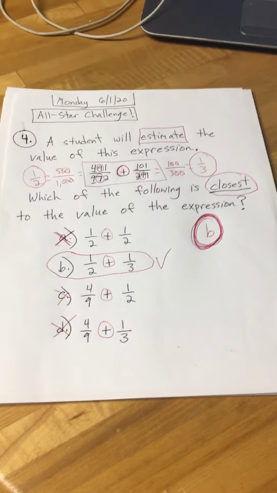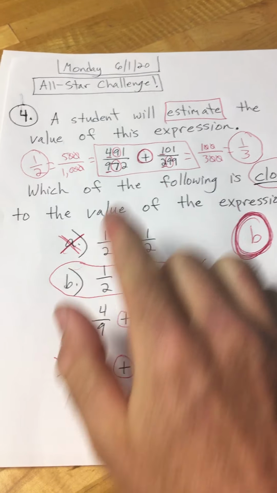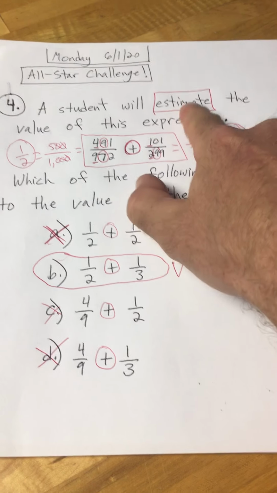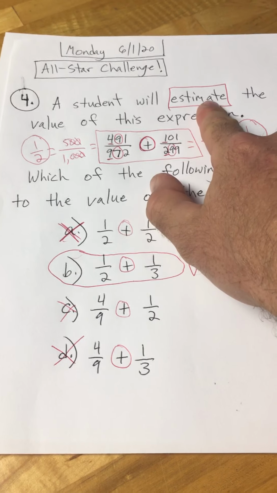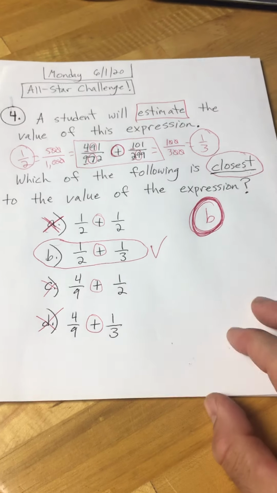Give yourself some snaps if you got that. If you didn't, I want you to look carefully at where you made your mistake. Did you try to find common denominators? Did you look at those numbers and say, ooh, those are going to be really hard to find common denominators? Look at the word estimate. Did you estimate? Use the clues in the problem to help you figure it out.